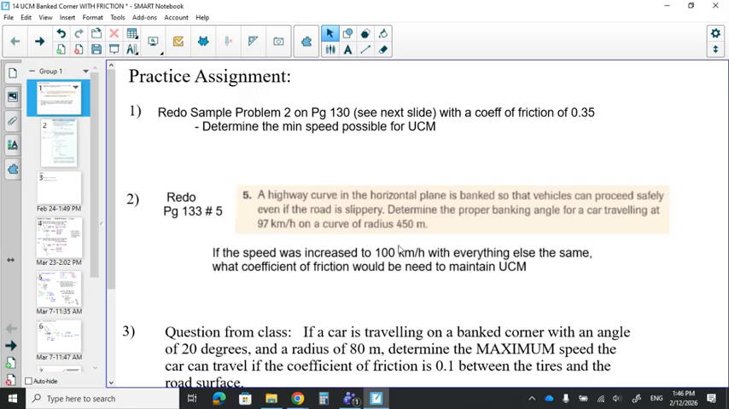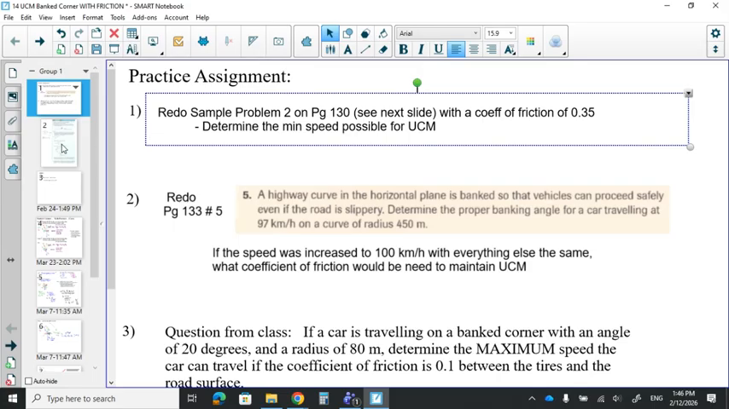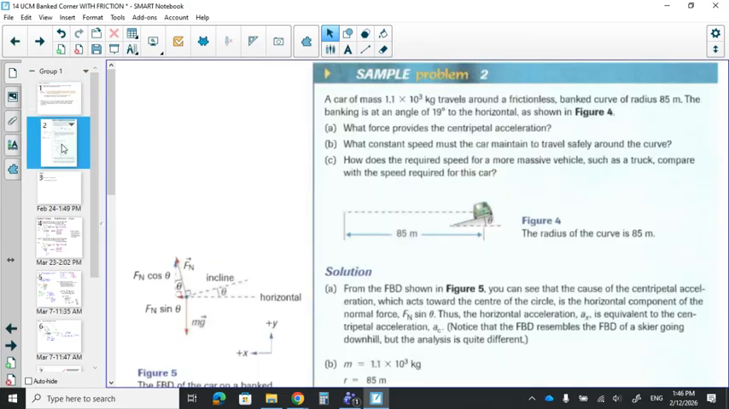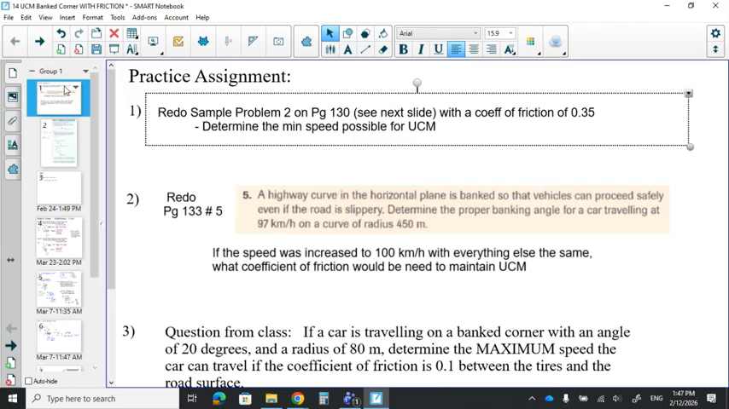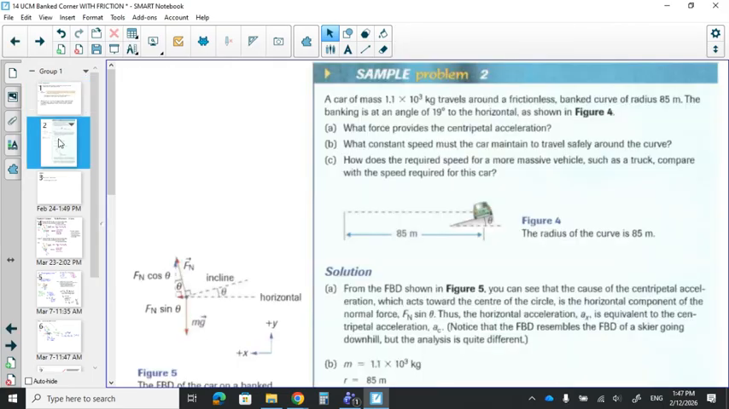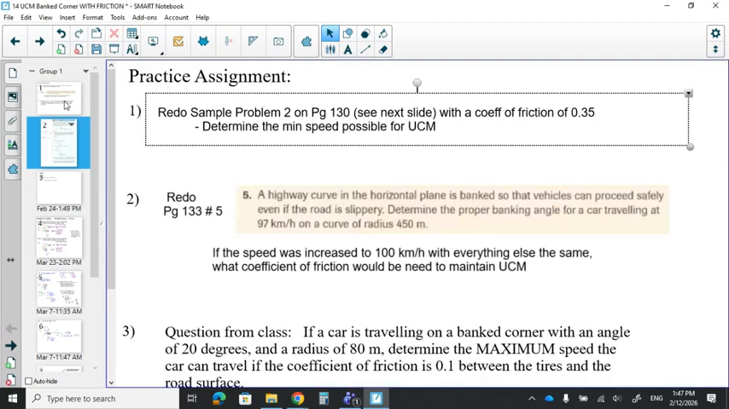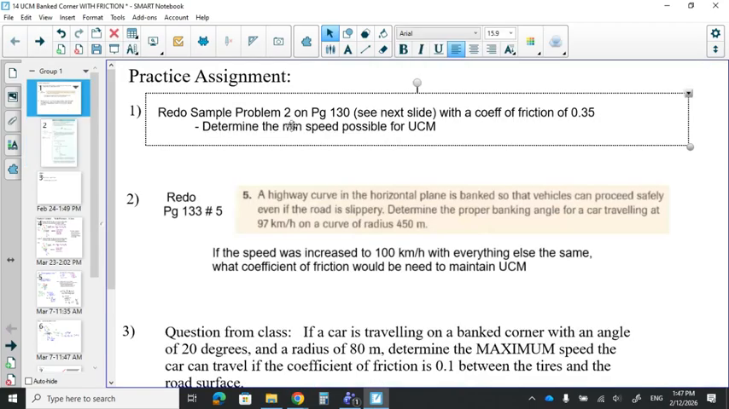If the speed is increased, what coefficient of friction would be needed? Sounds like a bit of an adjustment in how you tackle things, because I'm asking you for that coefficient of friction, but really the overall work is the same. It's just that you have a different missing piece. And this one here, redo sample problem 2. Of course, sample problem 2 is in the textbook file that's online, or I put it there just for easy access for you as well. So it was a no friction question. And so I want you to use that example and determine the minimum speed possible.